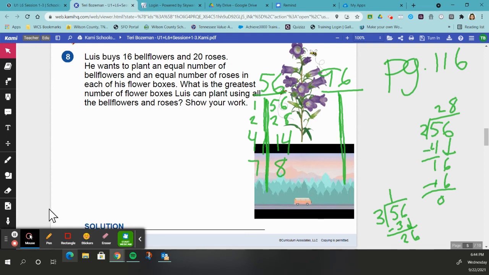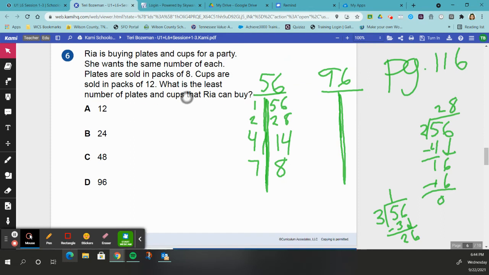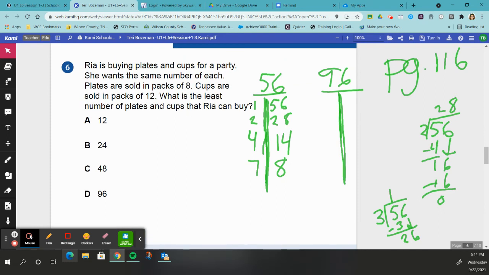So let's continue on to our next problem. It says Ria is buying plates and cups for a party. She wants the same number of each. Plates are sold in packs of 8. Cups are sold in packs of 12. What is the least number of plates and cups that Ria can buy?